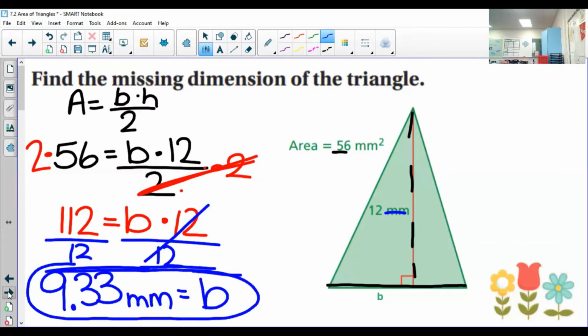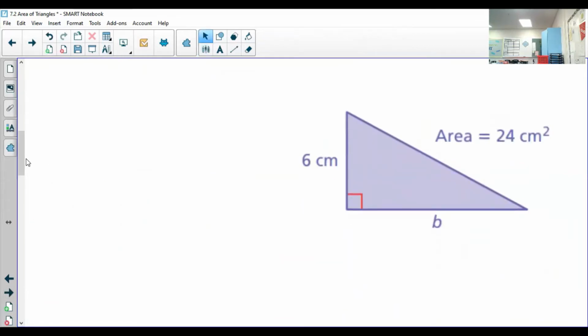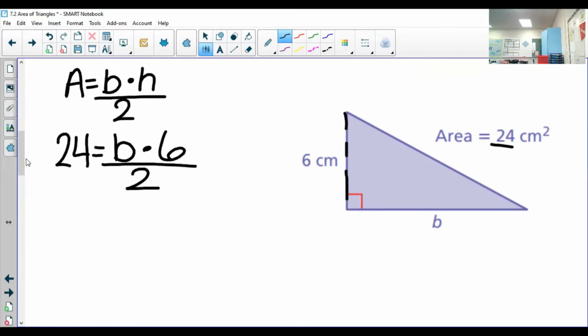Okay? We're going to do another one just like it. Here we go. Okay? Area equals base times height divided by 2. Let's write it down. And then all we're going to do is plug in the numbers. Area over here on my whole triangle is 24. So I'm going to put 24 equals the base, which I don't know, times the height, which is this distance here, which is 6. And I'm going to divide that by 2. Step 1, get rid of the fraction. So how do I do that? I'm going to times by 2 on both sides.